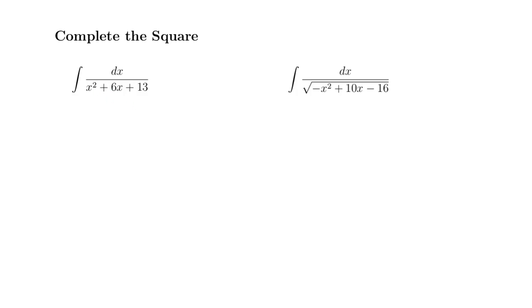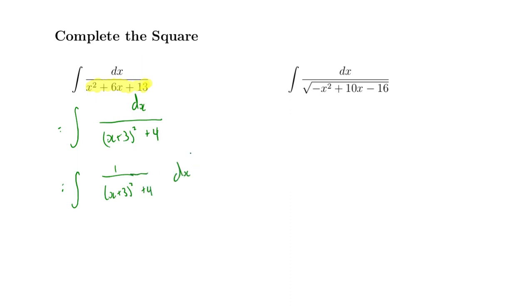Here's in our denominator this x squared plus 6x plus 13. So let's go ahead and complete the square on this. And we have dx over x plus 3 squared plus 4. Or, if you'd rather, 1 over x plus 3 squared plus 4.